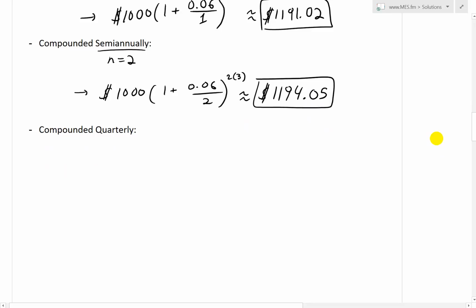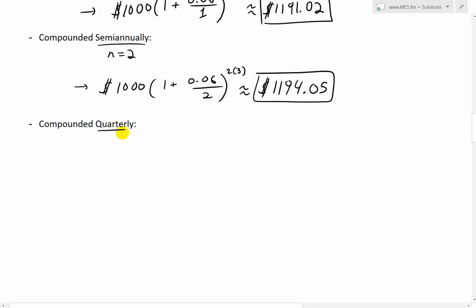Yeah, so now moving forward, let's look at compounded quarterly. In other words, every 4 months, so n is equal to 4. So that's quarterly. There's 4 quarters in a year, so we're basically compounding it 4 times. So our value of the investment now is 1000 times 1 plus 0.06, our annual interest rate, divided by n, which is 4, to the power of 4 times t, which is 3 years.